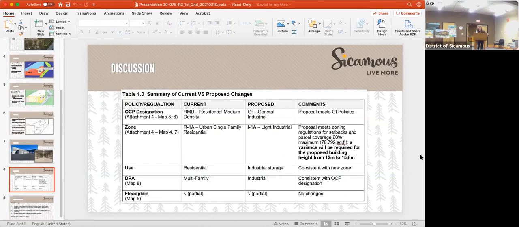An industrial development permit. Oh dear. Sorry guys, I'm missing a bunch of my notes.